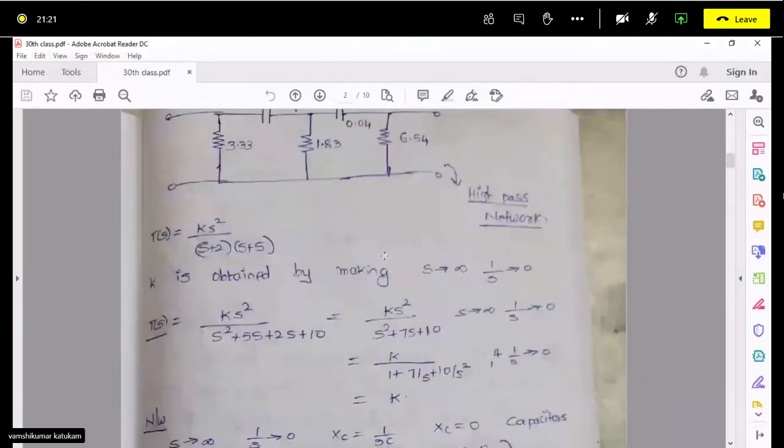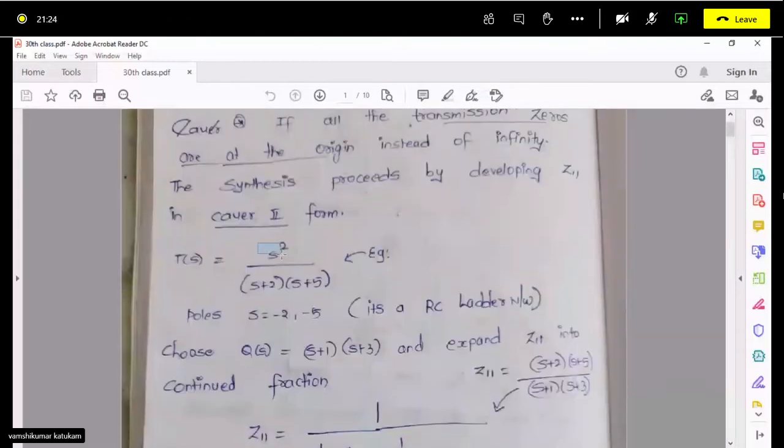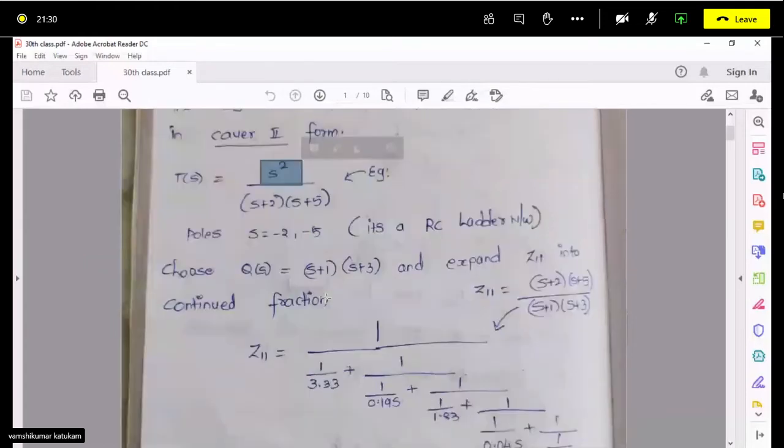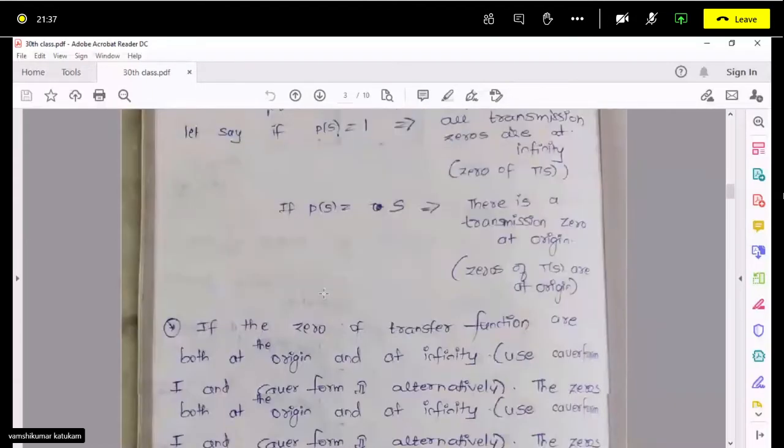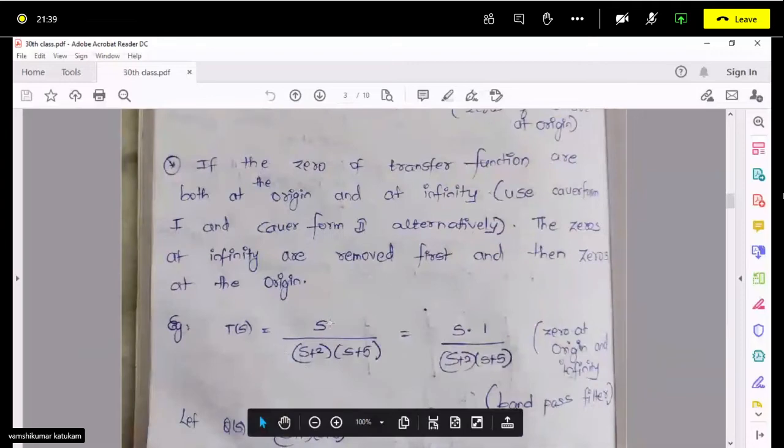In the next case, instead of s square, let us say you have only s. So s upon (s plus 2)(s plus 5). In that case, if the numerator of the transfer function is s, it is a band pass filter.